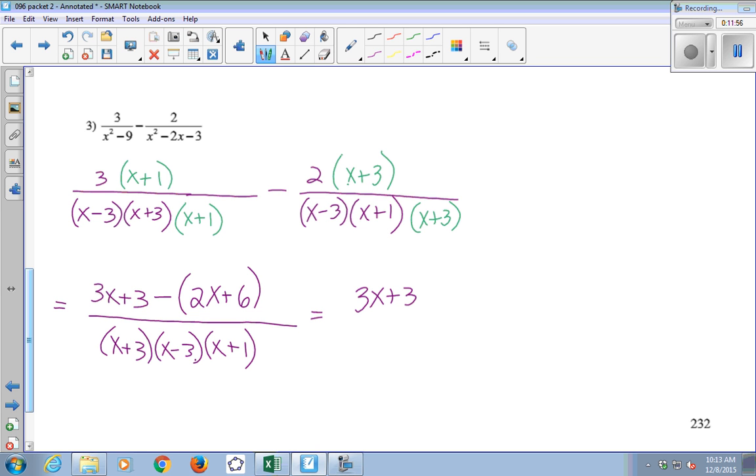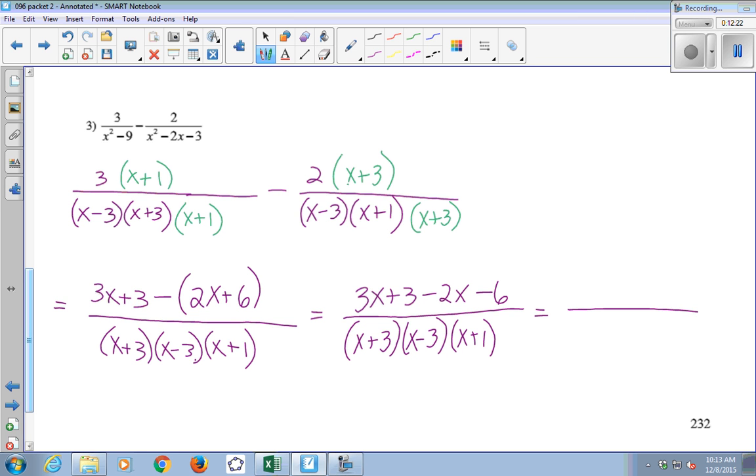So that's what I was talking about before. Sometimes you write parentheses there. That is typically when you have subtraction. When you're doing subtraction, keep parentheses around that second numerator so you remember to distribute the negative sign. So I've got 3x plus 3 minus 2x minus 6 over x plus 3, x minus 3, x plus 1. 3x minus 2x is x. Positive 3 minus 6 is minus 3.